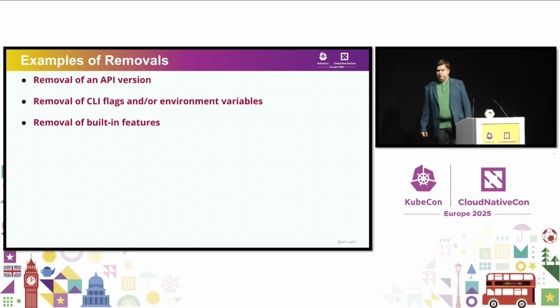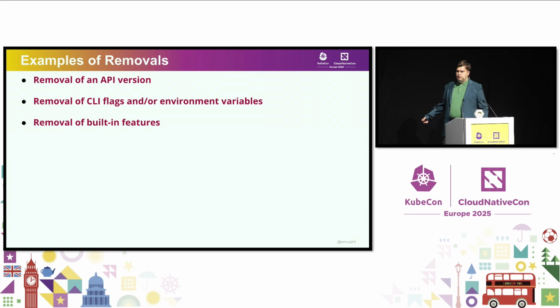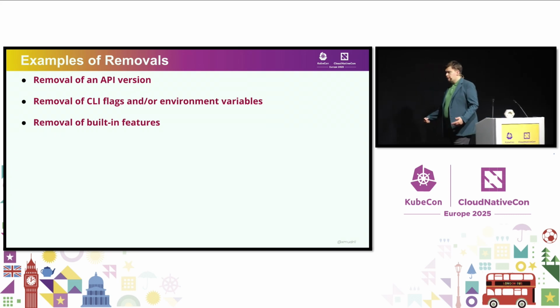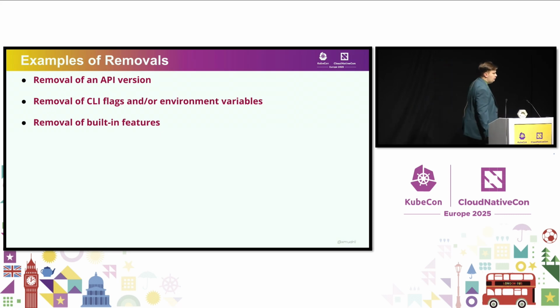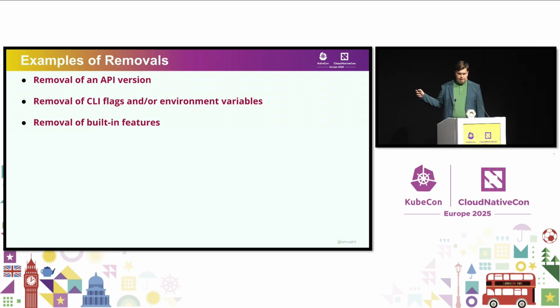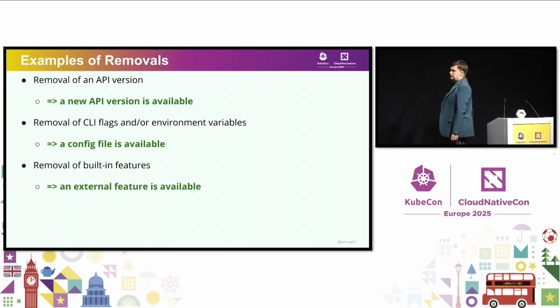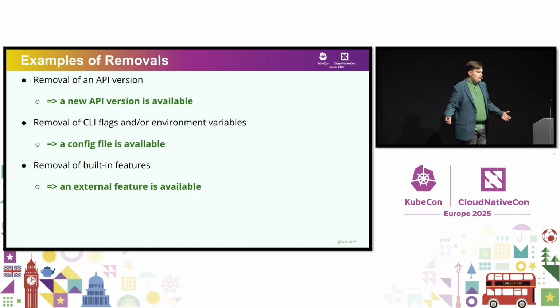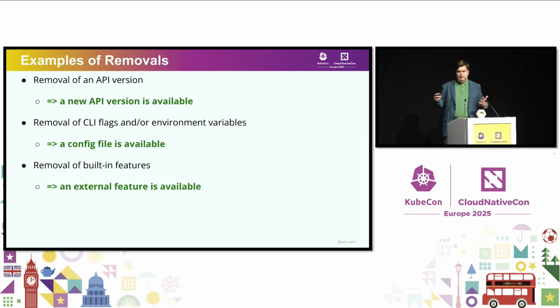And now to see some examples of removals. Most often we have those three: removal of API version, removal of CLI flag and/or environment variable, and removal of built-in features. And for them, in most cases, we had a mitigation. For API version, usually there's a new API version available. For removal of CLI flags and environment variables, in most cases there has been a configuration file that replaced those, and that you can use instead.